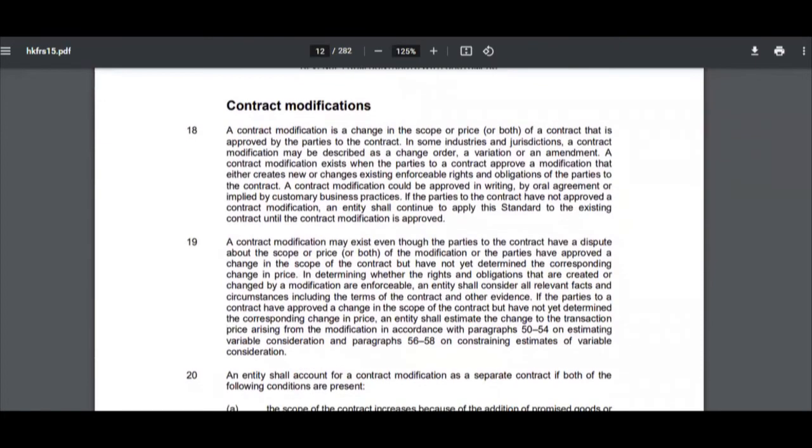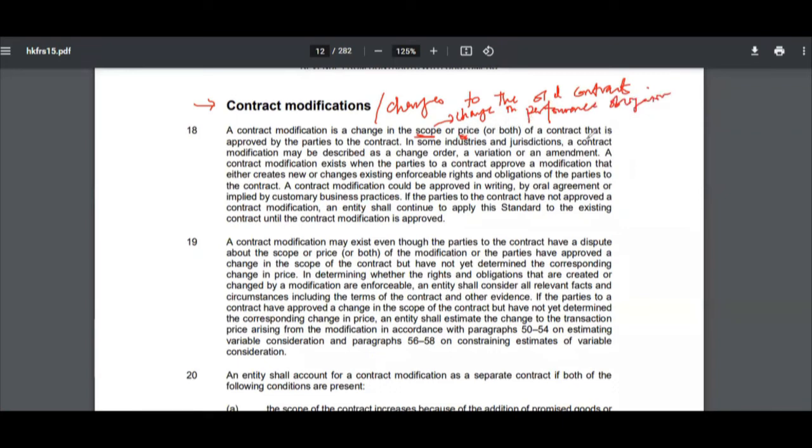Right, the last aspect in step 1 is contract modifications. Contract modifications are simply changes to the old contract, right? So you need to understand in which scenarios companies can modify the contract. They have defined here that the change can be in the scope, which is, let's say, a change in performance obligations. So a change in performance obligation is a change in scope.